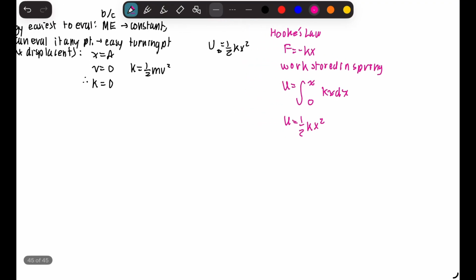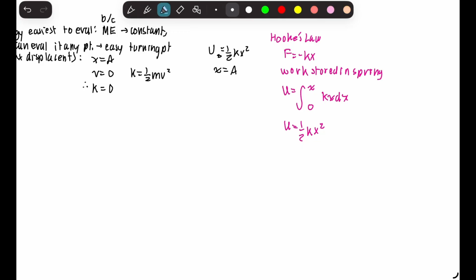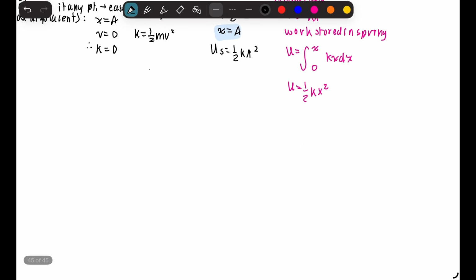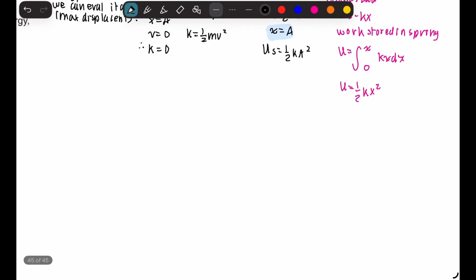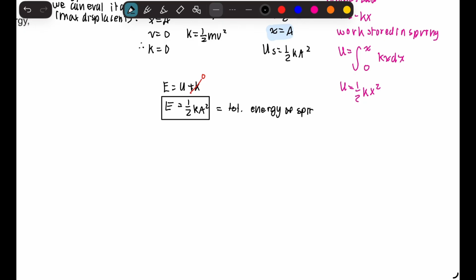Now we evaluate that when x is equal to A. You can substitute that in, and you're going to have U_S is equal to 1/2 KA squared. Because we know that velocity was equal to 0, you can write that E is equal to U plus K, and your kinetic energy is equal to 0. So that means your energy is equal to just 1/2 KA squared. That is going to be your answer for this section. This is the total energy of the spring oscillator. So now after this, let's move on to our next part.